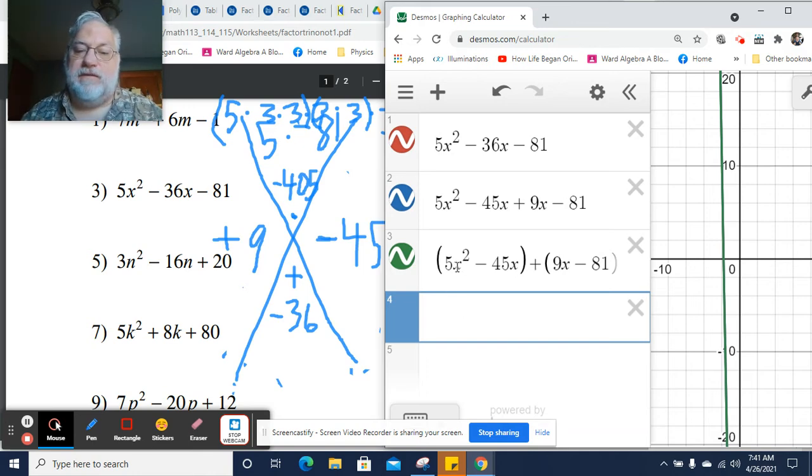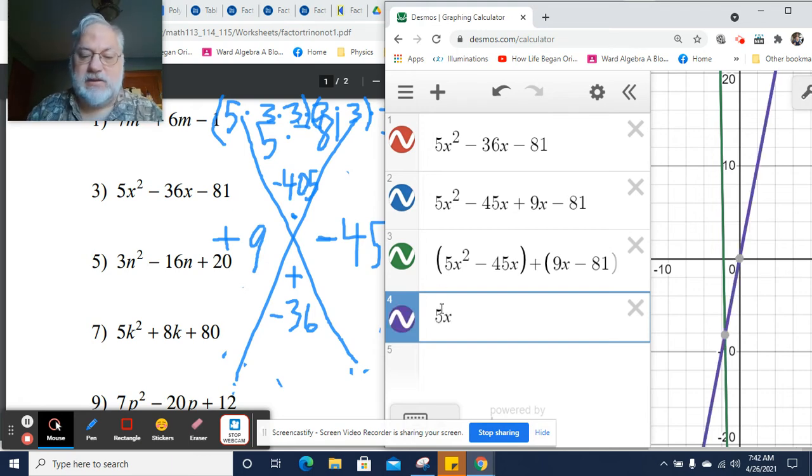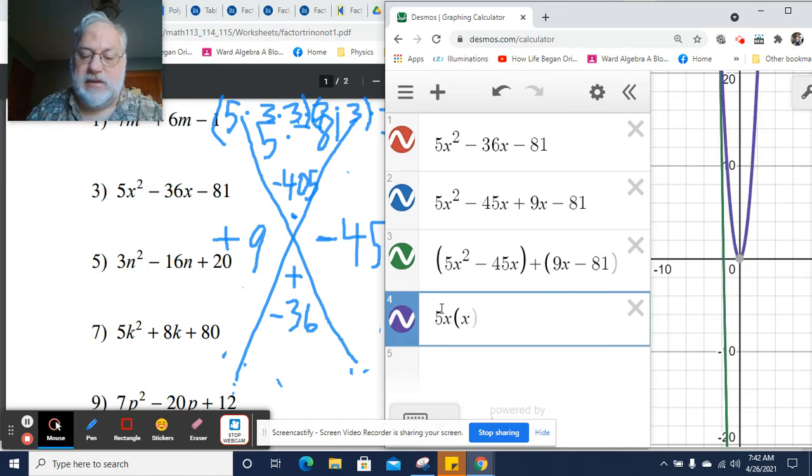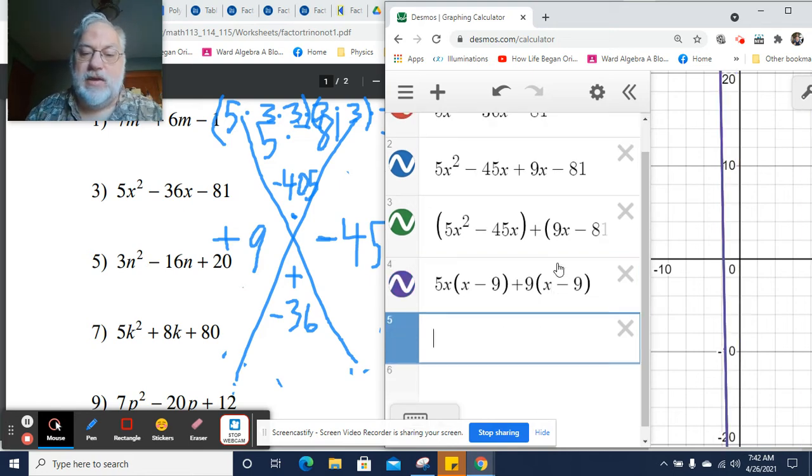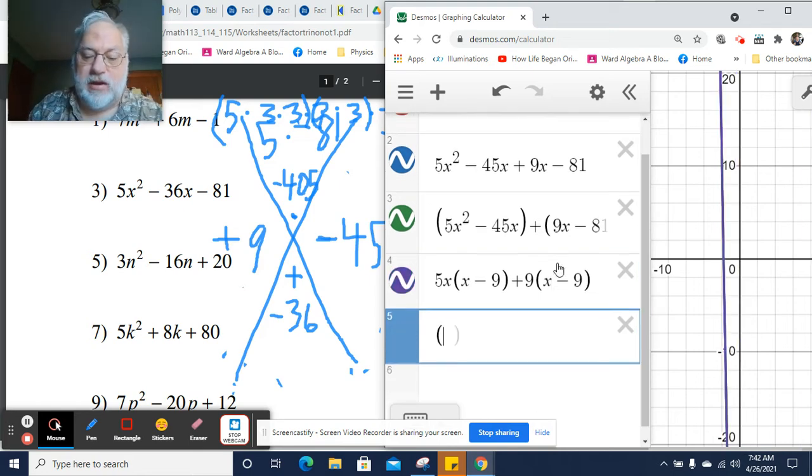So if I pull out a 5 from here, that'll leave me with just x squared minus 9x. But I can also pull out an x. So I'm going to pull out a 5x. So 5x will leave me with x minus 9. And then over here, I can pull out a 9. So 9 will pull out, and that'll leave me with an x minus 9 as well, which tells me that my factors are x minus 9 times 5x plus 9.